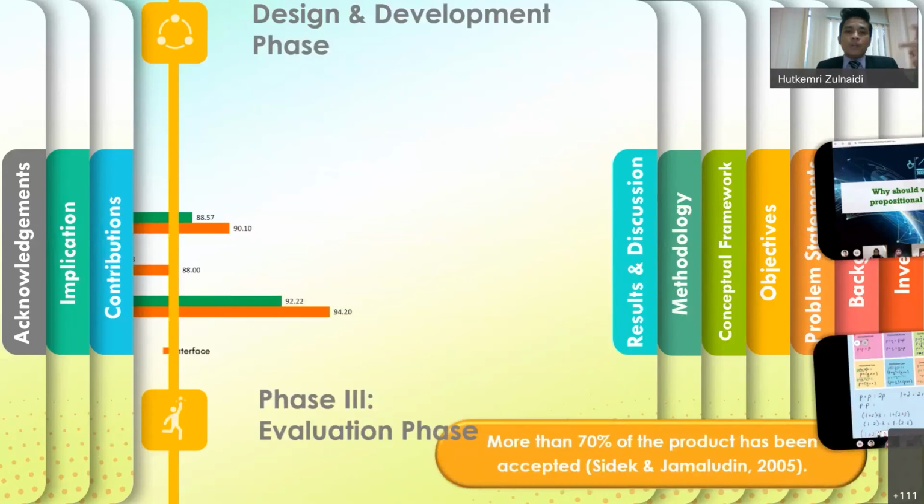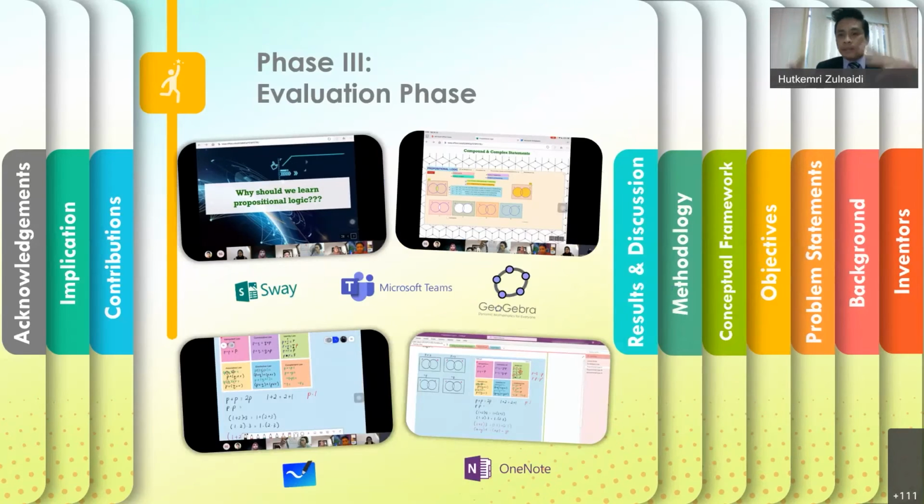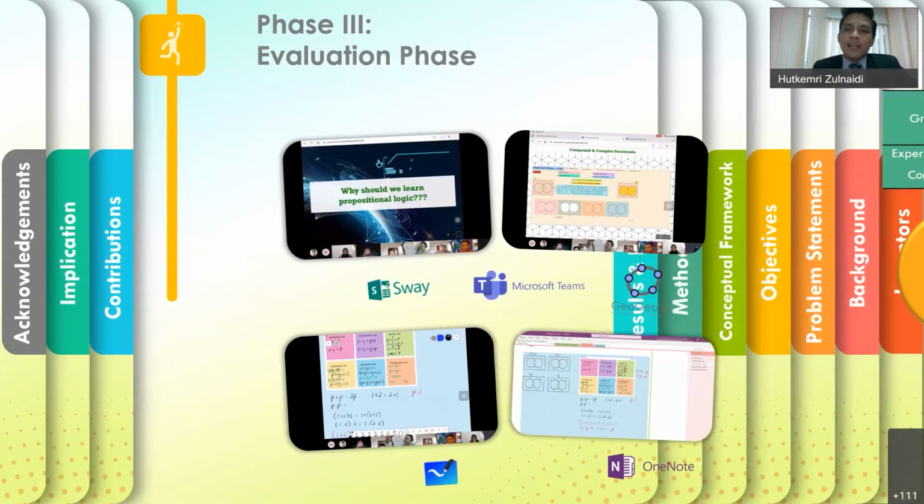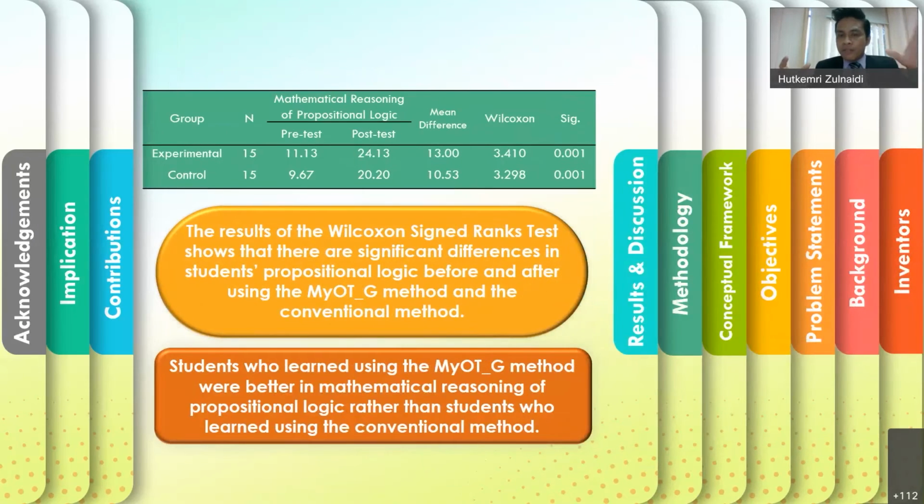Okay, so this is the evaluation process. As I just mentioned, we conducted the quasi-experimental design. We have the experimental group and also the control group. This is the record of the implementation of the MyOTG in the classroom. The result shows that because of the number of students, only 15 students in each group, we used non-parametric tests, testing only the pre-test and post-test.